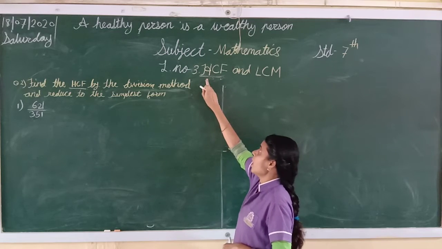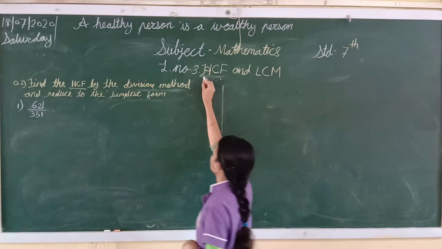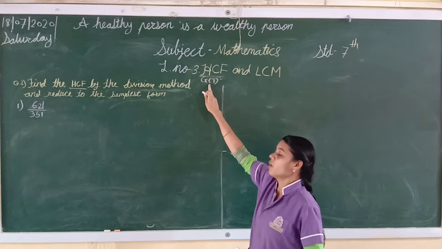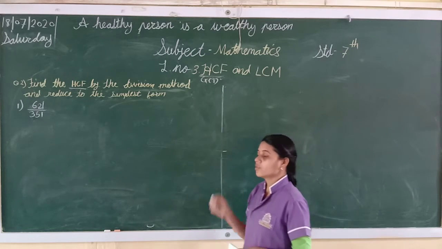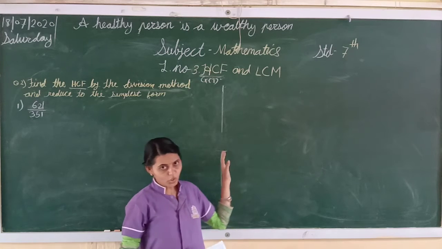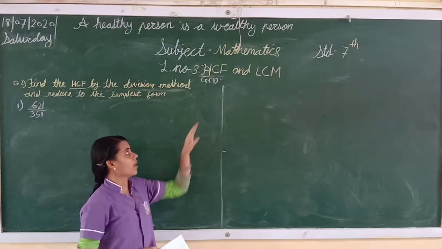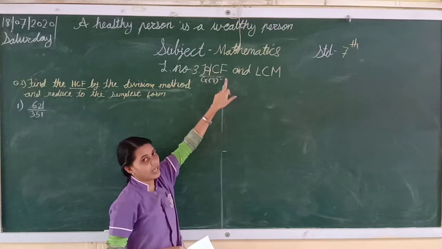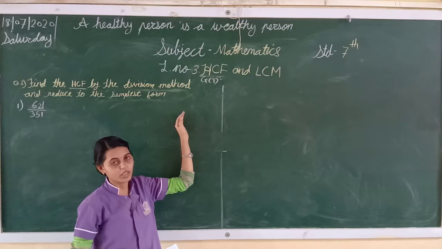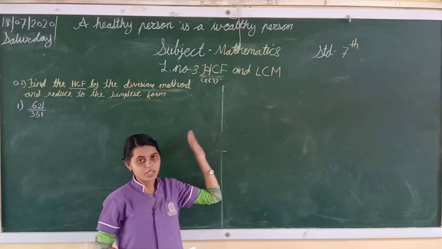HCF means highest common factor. Otherwise we can say GCD. GCD means greatest common divisor. Students, in the previous video we learned one method. There are two methods to find out the HCF. We already learned one method. Which one did we learn in the previous video? We learned the prime factors method.